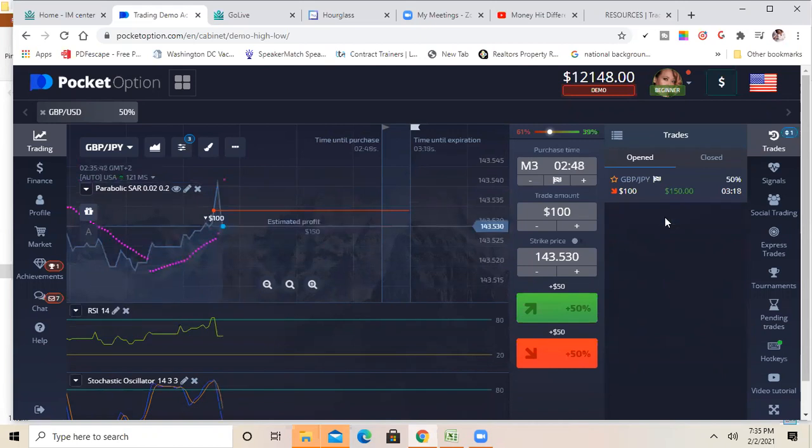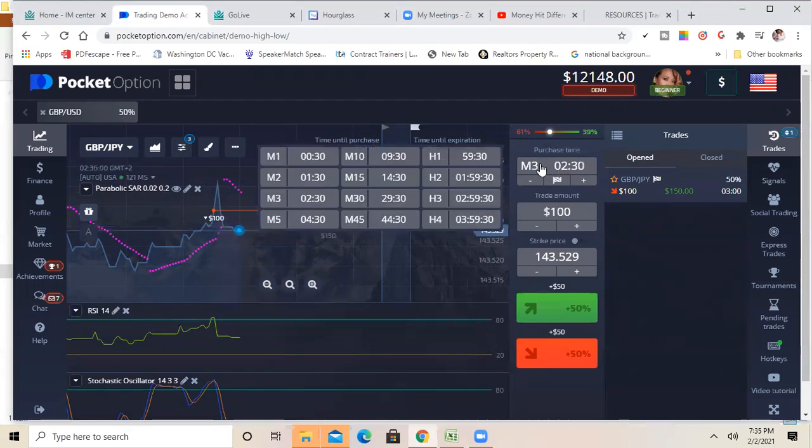Hey, Sean. Hey, Dan, Sean is on the line. I'm not clear on exactly where you put your time in. Okay, let me show you. You see this right here, Sean? This is where you can change your time, where it says purchase time. M3 means 3 minutes. 3 minutes is ideal. You can do 60 seconds if you want, but I follow the leader.